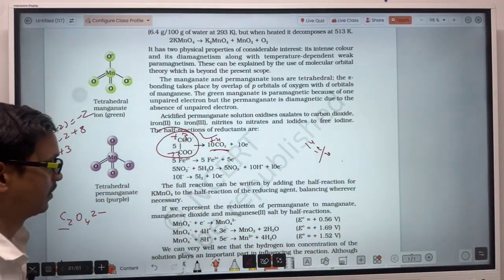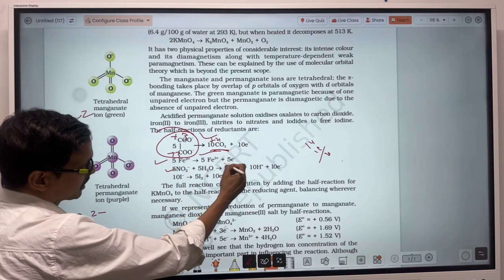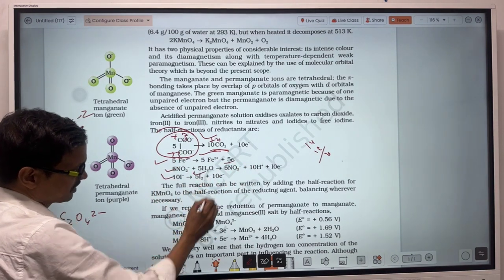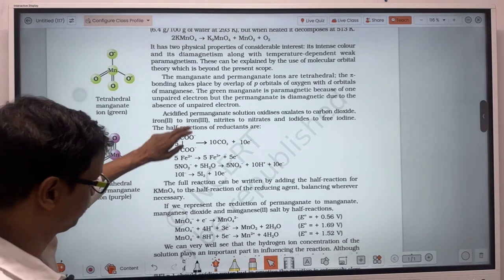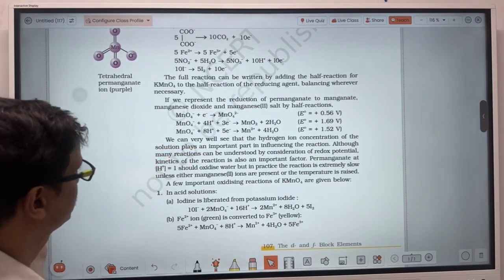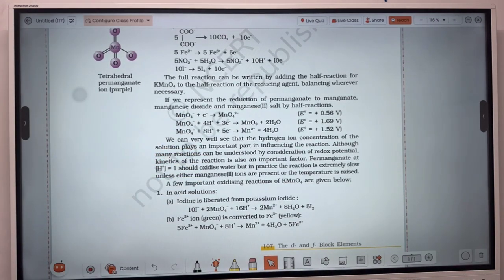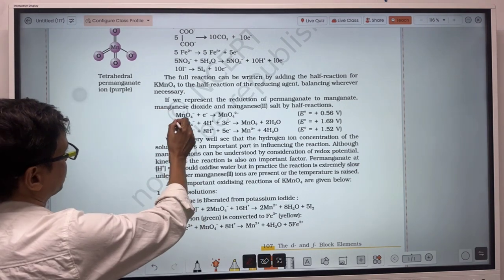That's why ferrous is converted to ferric, nitrite is converted to nitrate, iodide into iodine. You have studied this very well, so very easily you can predict what the product will be. It has been given here by the half cell reaction. It's not so difficult.